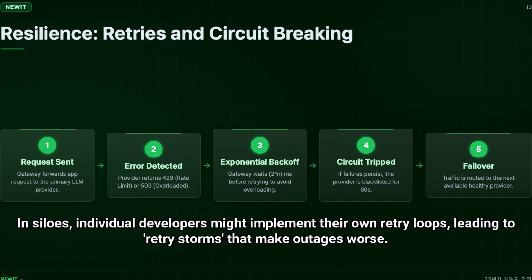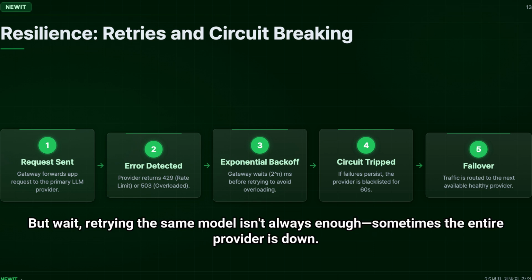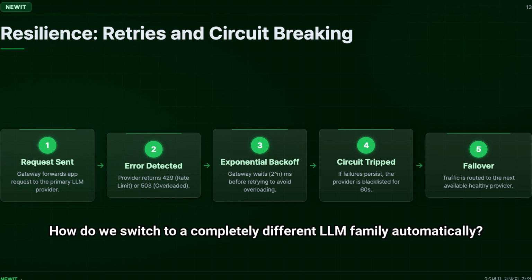In silos, individual developers might implement their own retry loops, leading to retry storms that make outages worse. Centralizing this logic ensures a coordinated response to failures. But wait, retrying the same model isn't always enough. Sometimes the entire provider is down. How do we switch to a completely different LLM family automatically?